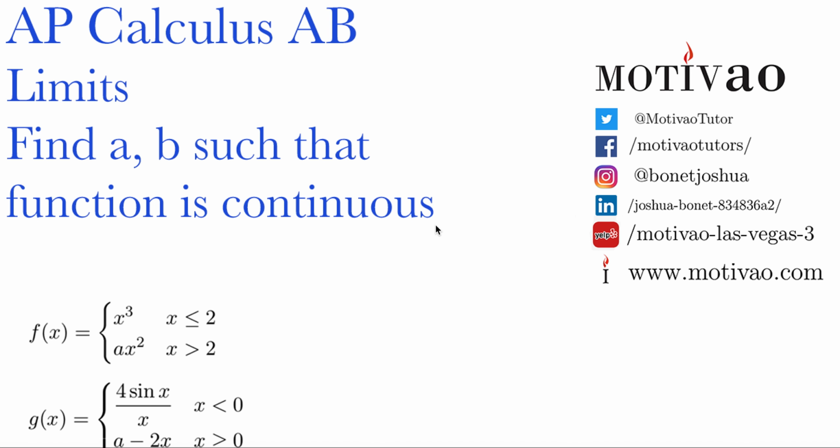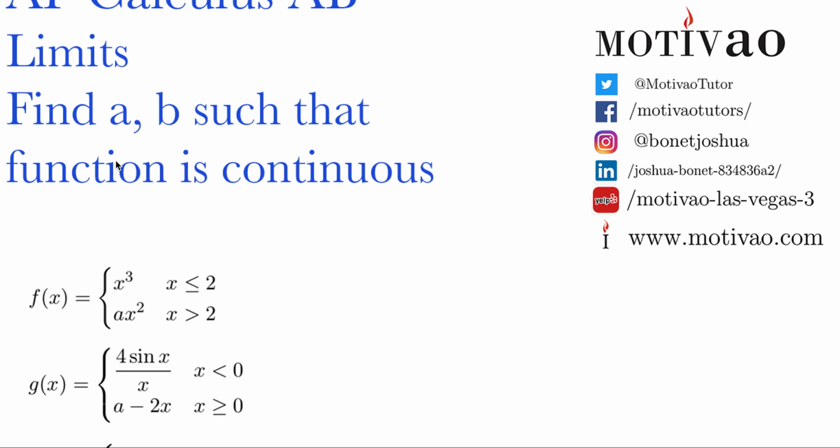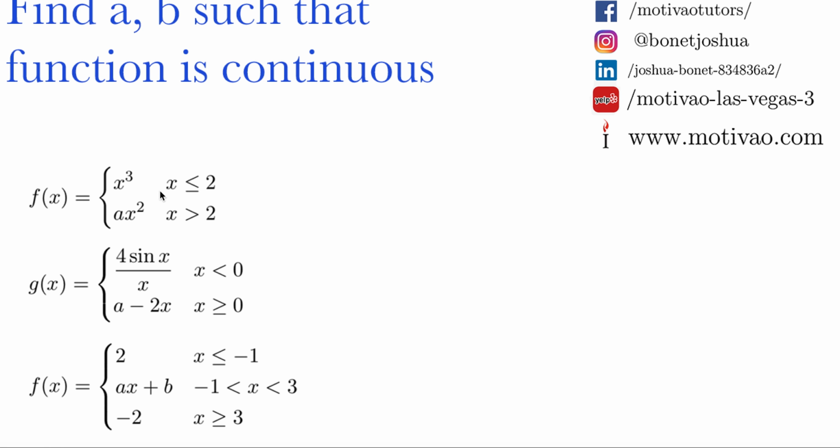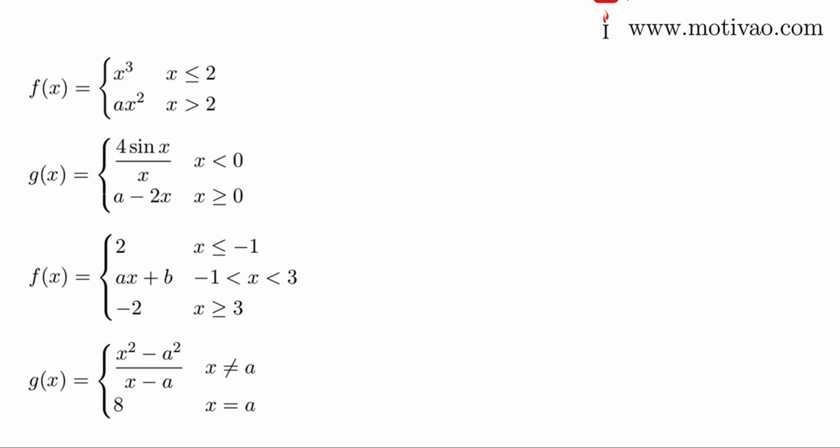And this is Mr. Bonet with AP Calculus AB, limits: find a and b such that the function is continuous. This is very typical for the AP Calculus test, where they give you unknowns and you have to determine their values, forcing the function to be continuous specifically at a point. Now, how do we attack that given the piecewise function?